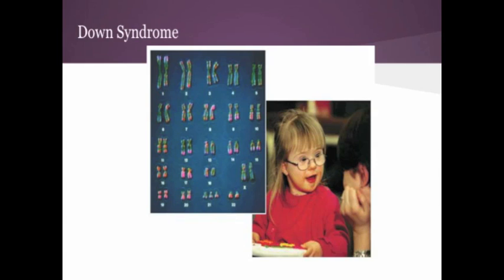If you look closely at chromosome number 21, you will notice it has three copies of the chromosome instead of two. This causes heart defects, developmental delays, characteristic facial features, and an increased chance of developing leukemia and Alzheimer's disease.